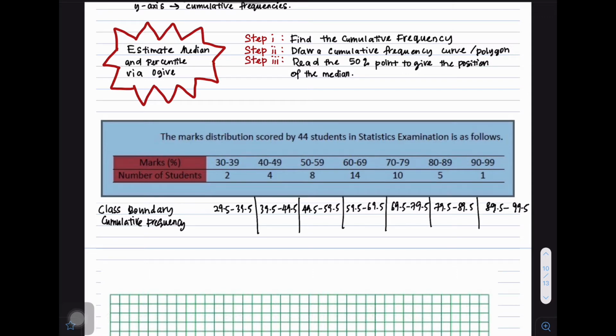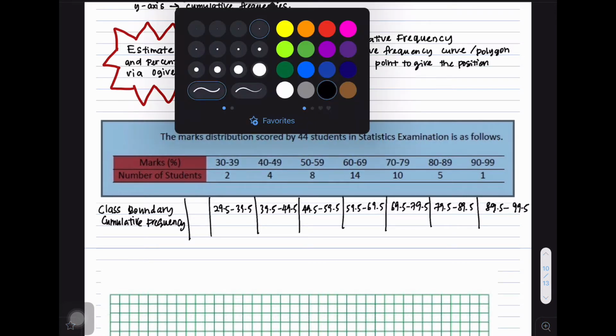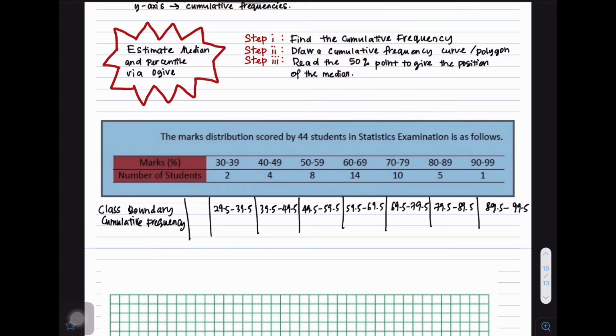Alright, now we want to find the cumulative frequency. So for the cumulative frequency, we need one class before our first class. So let's write our class before our first class. It will be 19.5 to 29.5. Okay, and the frequency will be 0. It will be start with 0.